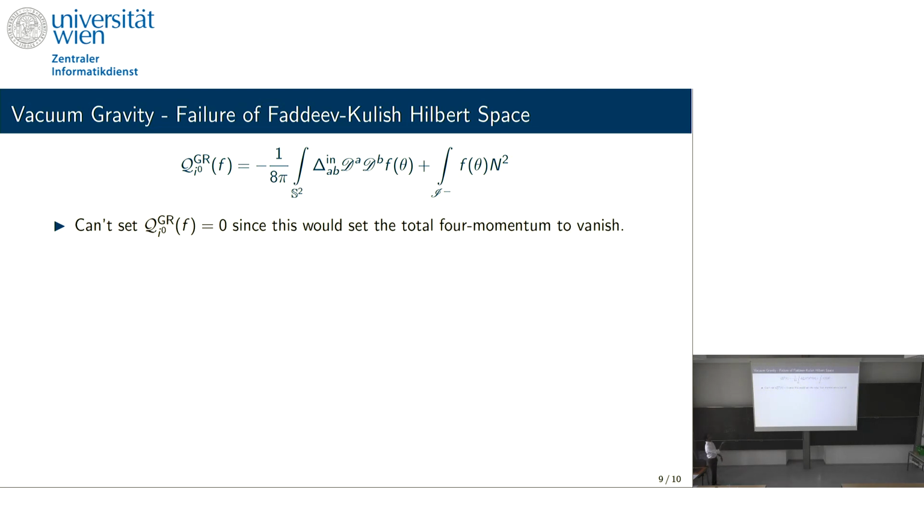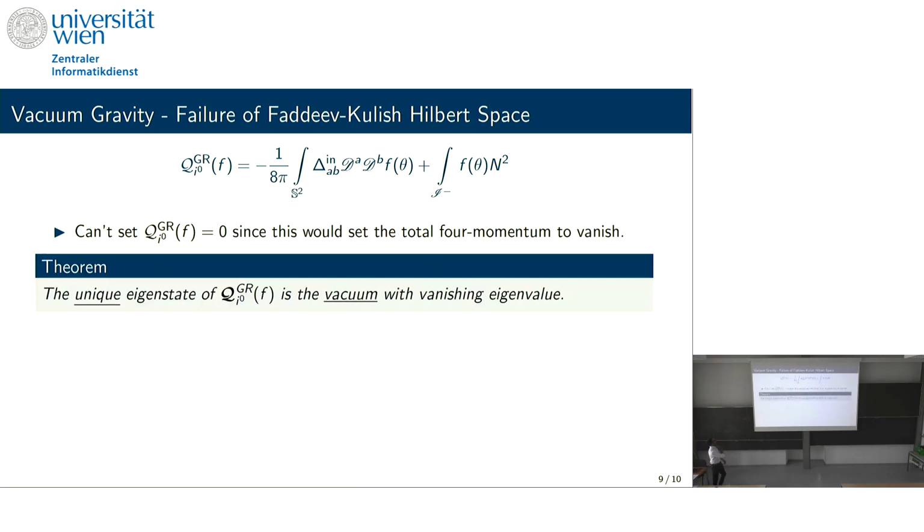But you could just say, well, can we just set these charges to not 0 and find a Hilbert space that at least scatters into itself? Okay, so we investigated this as well, and what you can show is that the situation is much worse than as alluded to in this bullet point. The only eigenstate of this charge for any eigenvalue is the vacuum with vanishing eigenvalue.